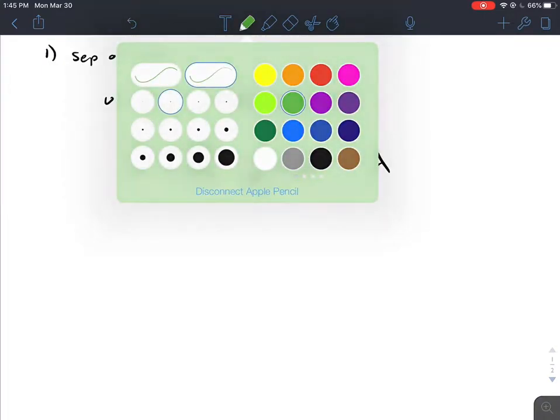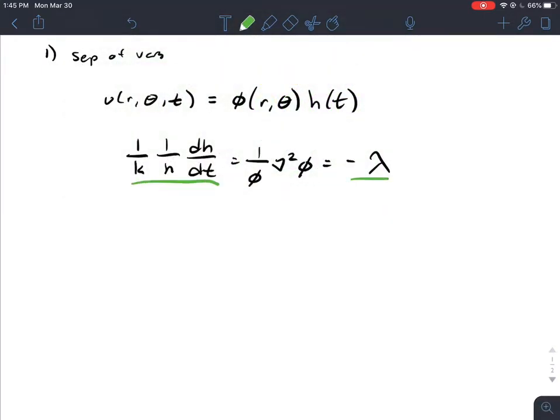Okay. I chose negative lambda because we know that heat is going to decay as time approaches infinity. So we need our function in time to decay. So it would be an exponentially decaying function.